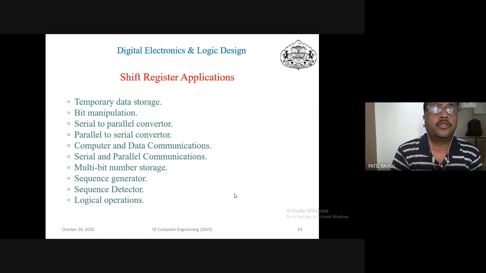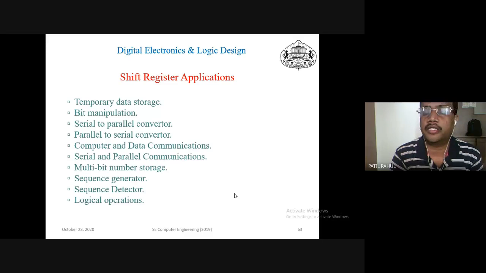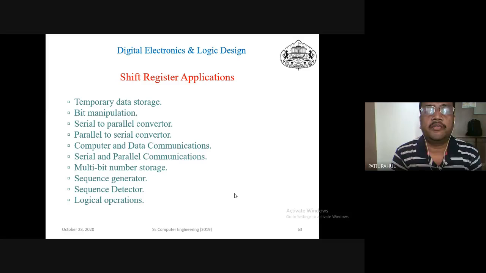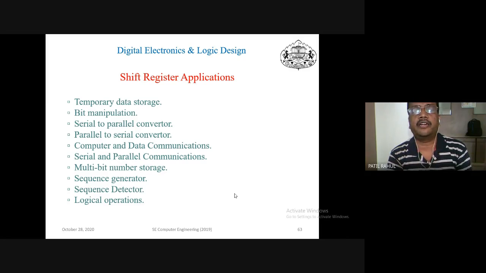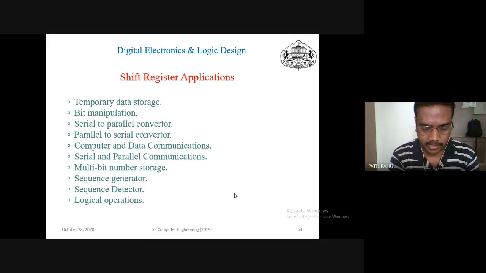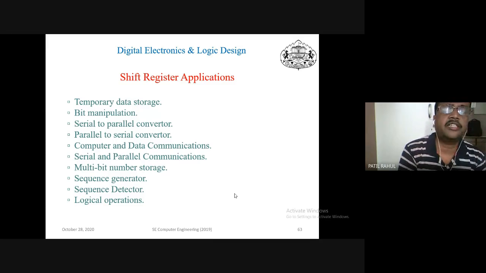Do you understand what the serial to parallel converter or parallel to serial converter is? For this conversion you can use the shift register, for communication purposes. The next application is computer and data communication. If you want to transfer data from a computer to any device or from any device to a computer, at that time you can also use shift registers.